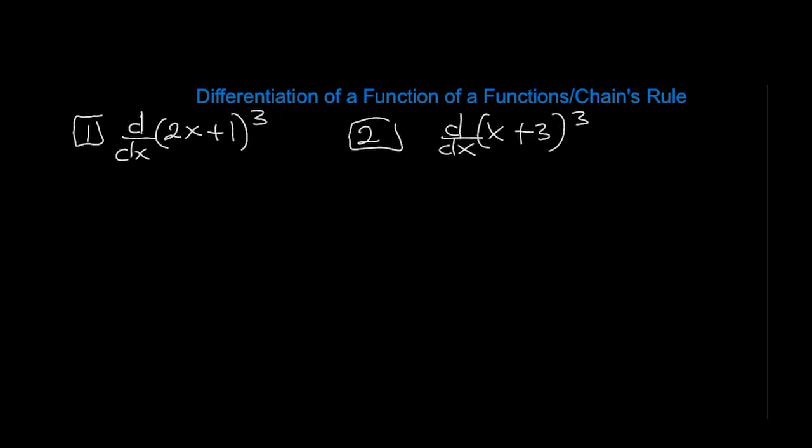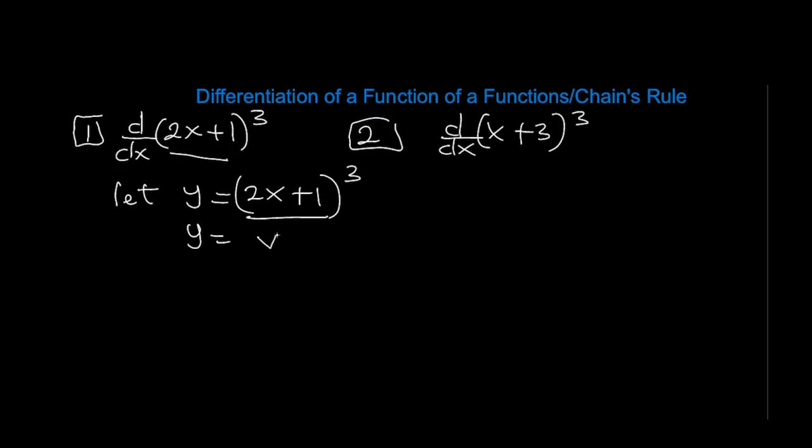If you look at the first one, you have the expression and you have the power. We can solve it in two ways. The first way is to give the expression a letter. Let y be equal to (2x plus 1) to the power 3. We can make this expression a variable. Let's call it v, where v is 2x plus 1.